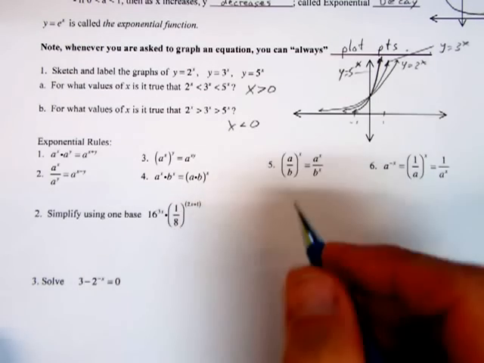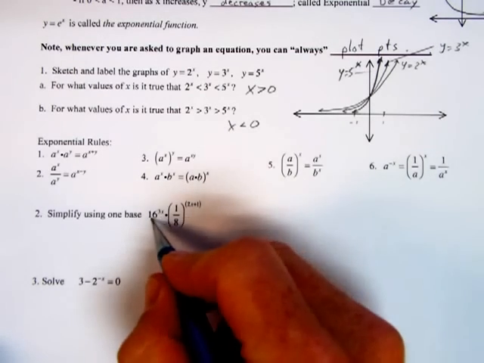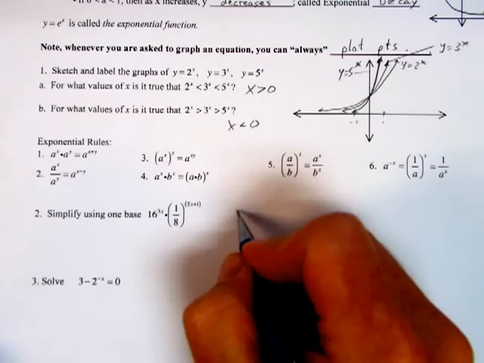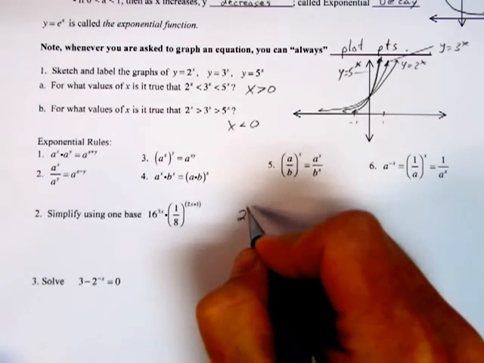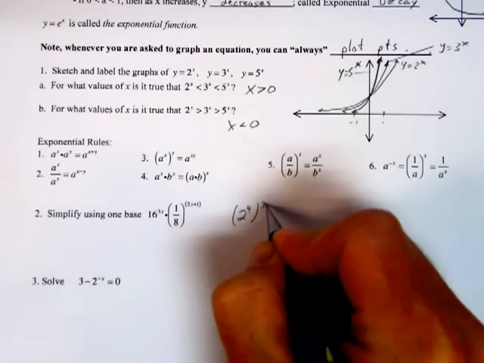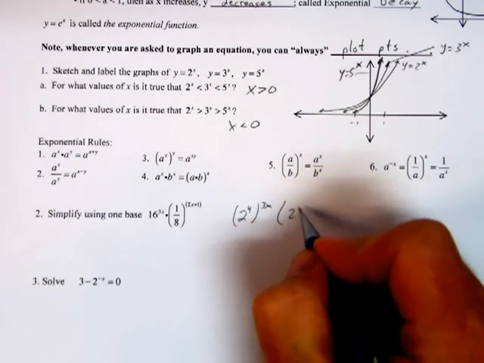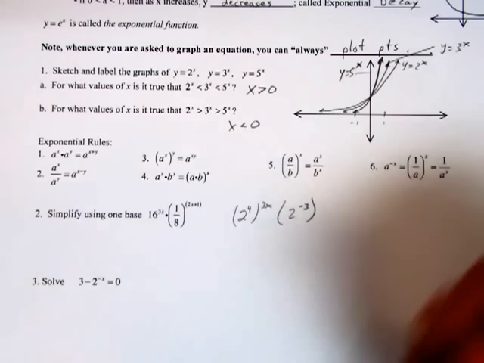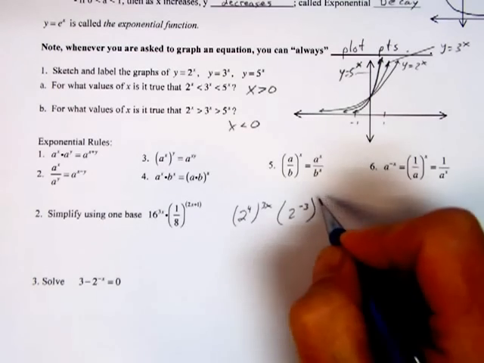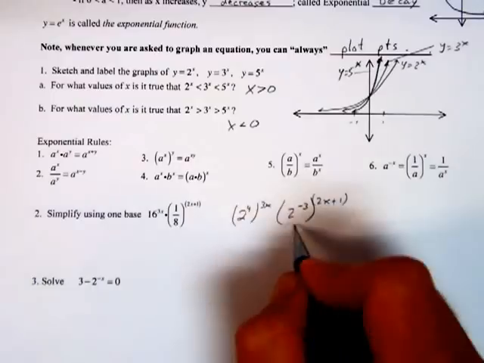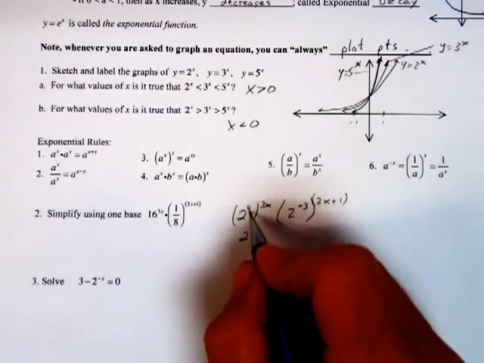Let's take a look at this and simplify it. I see 16 and I see 1/8. We need to get the same base. The base in this case would be 2. You always want to go to the smallest one. So it would be 2 to the 4th to the 3x. 1/8 would be 2 to the negative 3, because that's the reciprocal. And then we have 2x plus 1. Now we have the same base. It's just a matter of simplifying that.